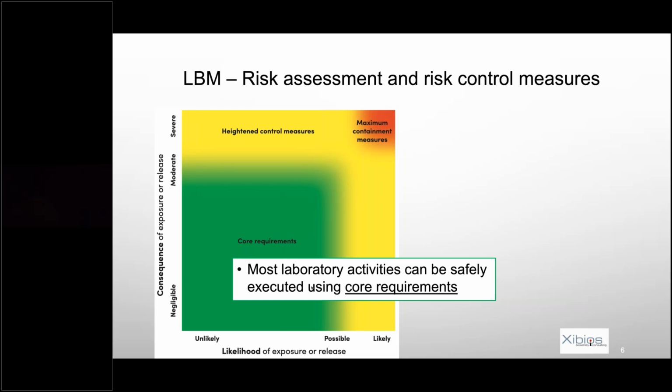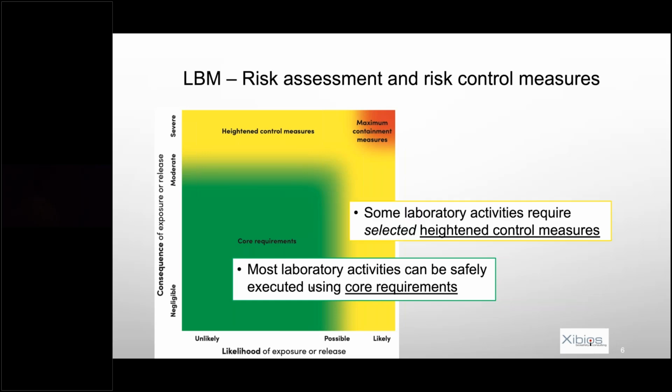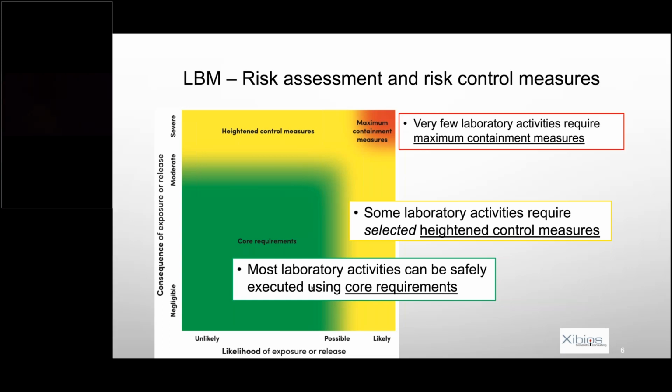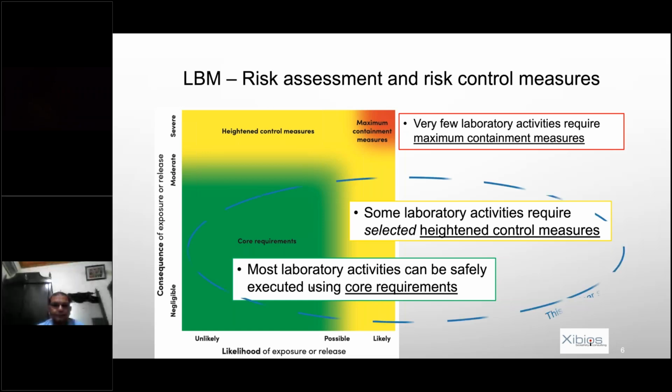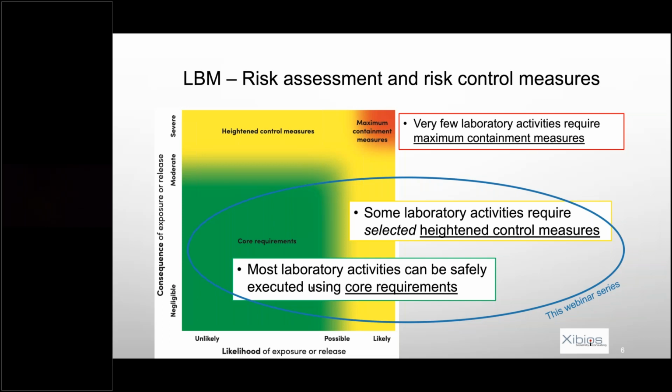Actually, the part in green represents most of the laboratory activities. Core requirements are sufficient to ensure a good level of biosafety. For the yellow part, you need those core requirements, but in addition to that, you might need some higher control measures. Maximum containment measures are only for a minority of the lab centers. And in this webinar, we'll only cover the core requirements and the technical control measures. And in taking care of that, we cover more than 99.9% of the needs.